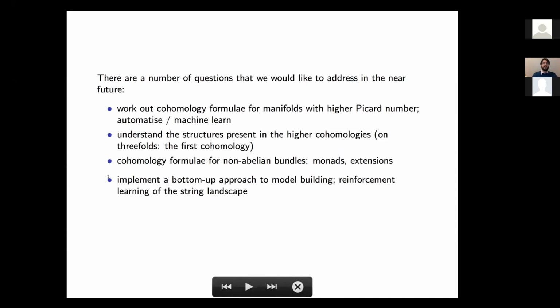Then I talked about a bottom-up approach to model building at the beginning. It's still a question how to implement this. You have some formulae which relate the massless spectrum to the topology of the manifold and the bundle. How do you work this out practically? It's still a question.